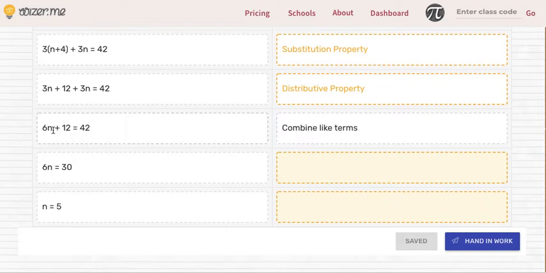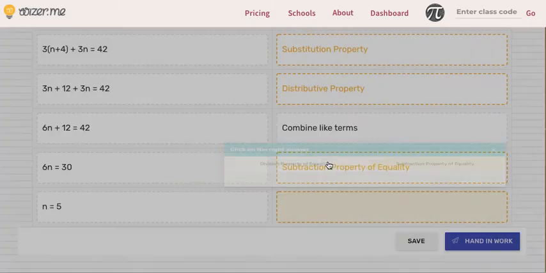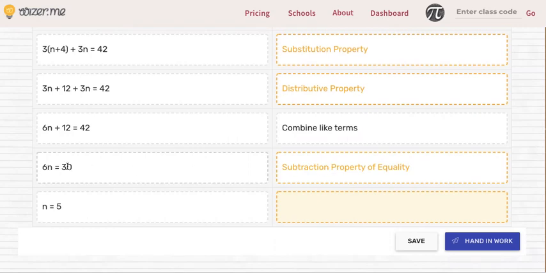Finally, to get 6n by itself, we have to subtract 12 from this side. If we subtract 12 from this side, we also have to subtract 12 from the other side. That means when we subtract 12 from both sides, we'll get 6n on one side and 42 minus 12, which is 30, on the other side. And that is the subtraction property of equality because we did it on both sides. We subtracted on both sides of the equal sign.